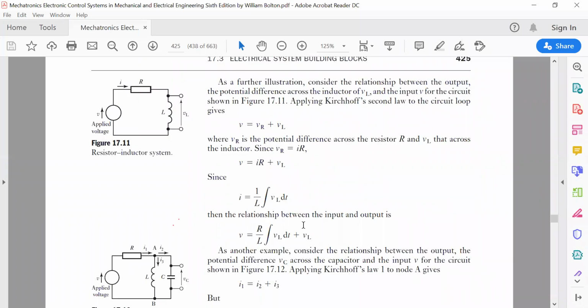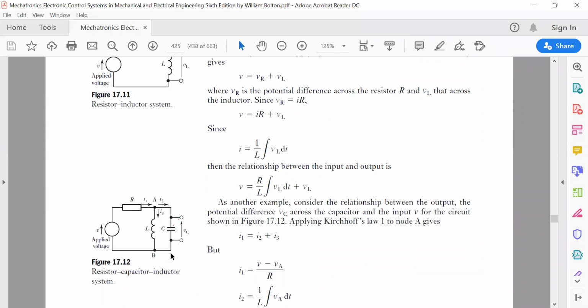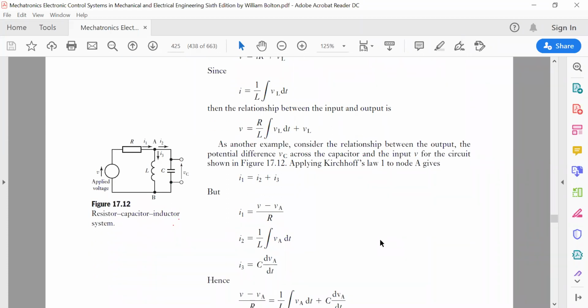Similarly, there are two more systems which you can see in the book. If you have any doubt, you can ask me in the next lecture. This is what is available.